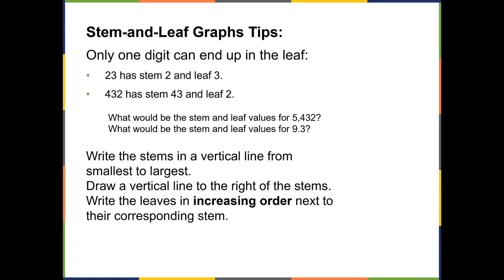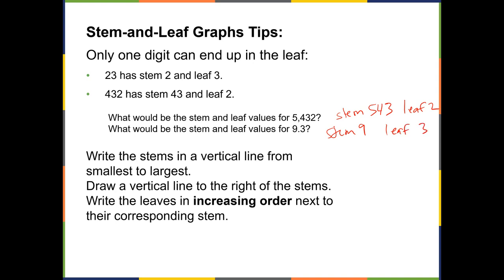When you're doing stem and leaf graphs, here are a couple of tips. Number 1, only one digit can end up on the leaf. So if you had the number 23, you would have a stem of 2 and a leaf of 3. But if you had a number like 432, the stem would need to be 43 and the leaf would only be a 2. You can only have one digit on the leaf. So what would be the stem and the leaf values for 5,432? Well, the stem would be 543 and the leaf would be 2. Likewise, for 9.3, the stem would be 9 and the leaf would be 3.